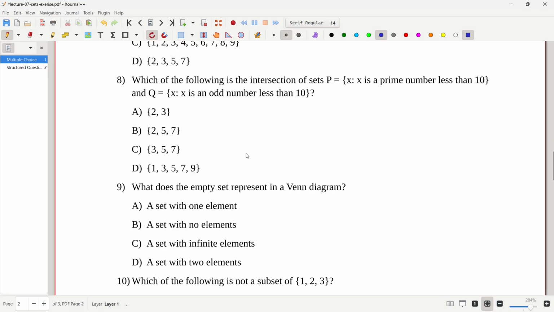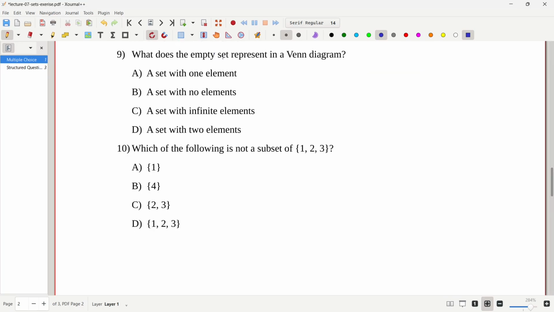The answer is A. Which of the following is the intersection of sets P? So P is the set of x such that, let me just write that out, the set of x such that x is a prime number less than 10. Let me list the prime numbers less than 10. So we have 2, 3, 5, and 7. Those are the prime numbers less than 10. The set of x such that x is an odd number less than 10: odd numbers, 1, 3, 5, 7, 9. And we're looking for the intersection of these two sets. Well, we can see 3, 5, and 7 in common to both of them. So that answer is C.